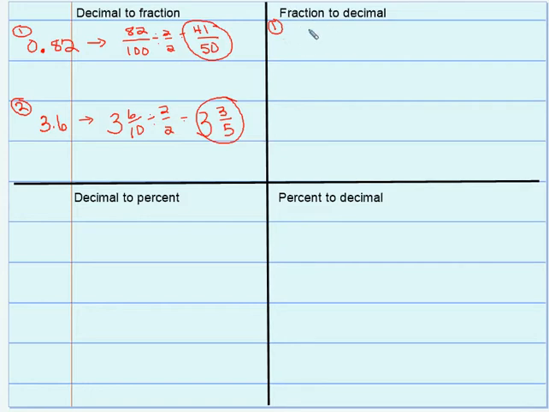Fraction, if we have 1/4 and we want to make that into a decimal, some of these you're just going to know. 1/4 is the same thing as 25/100ths, right? 0.25.